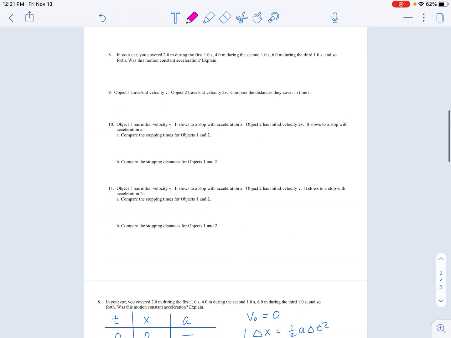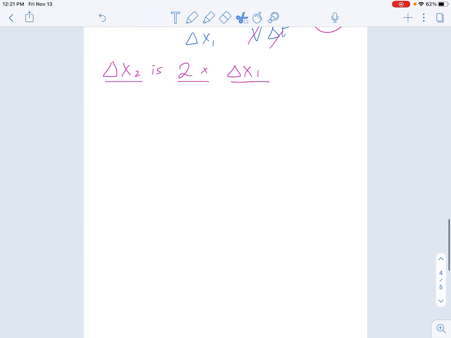Let's look at another. I don't understand why it pastes it so small.